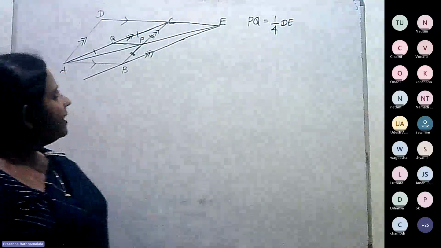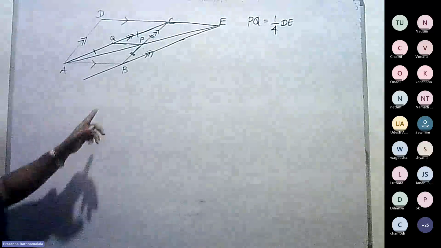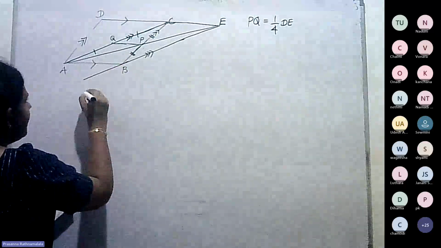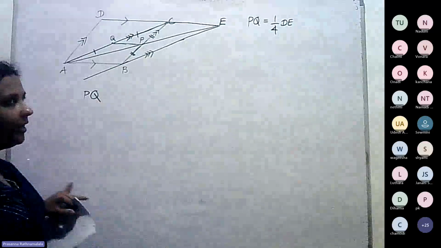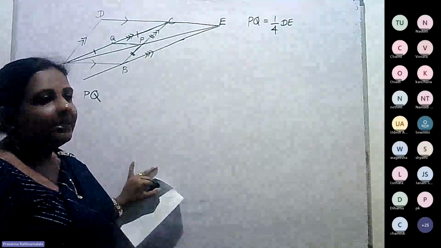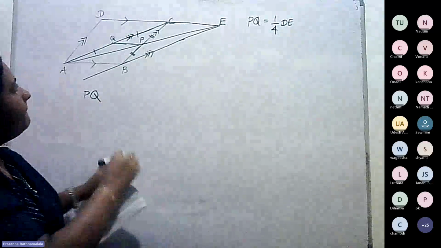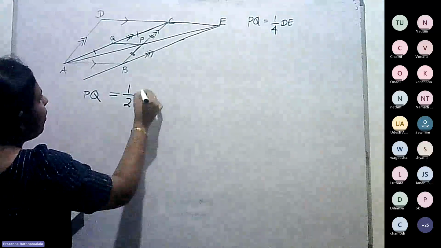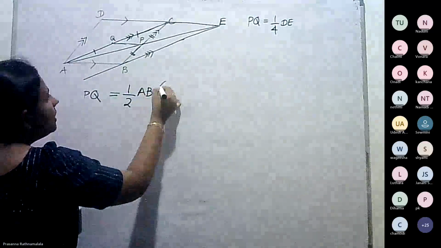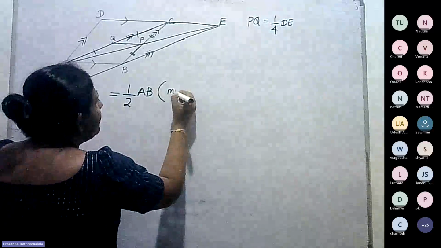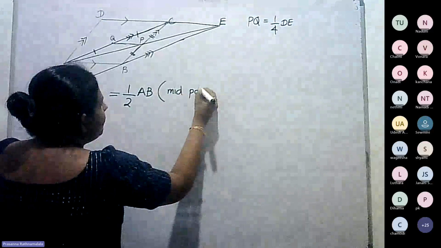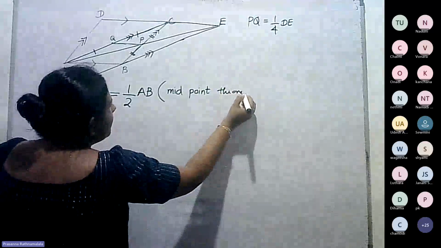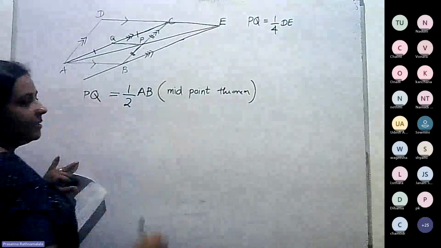Okay. Then you can show that PQ is parallel to AB, and then you write down PQ equals half of AB. Reason: midpoint theorem. This is the one theorem I write very briefly as the midpoint theorem.